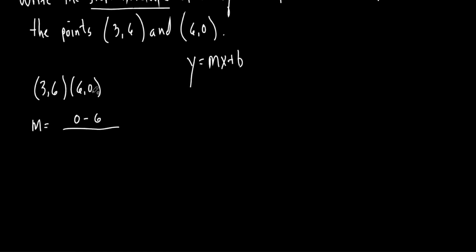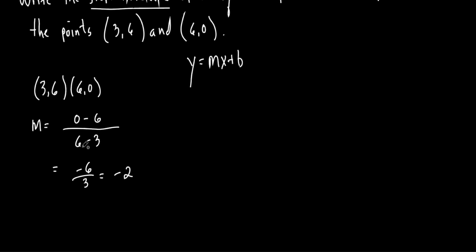All right, what about the x's? If I went 0 minus 6, what am I going to have to do with the x's? 6 minus 3. Let's see what we get. What's 0 minus 6? Negative 6. What's 6 minus 3? 3. Let's reduce it. Always reduce it if it can. 6 divided by 3 is 2. It's negative, correct? It's negative 2. So that's my slope. Everybody with me?